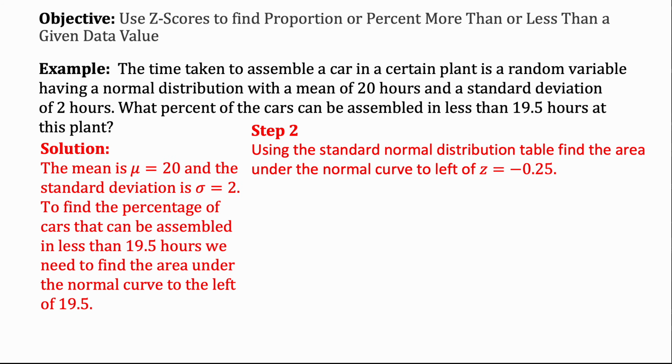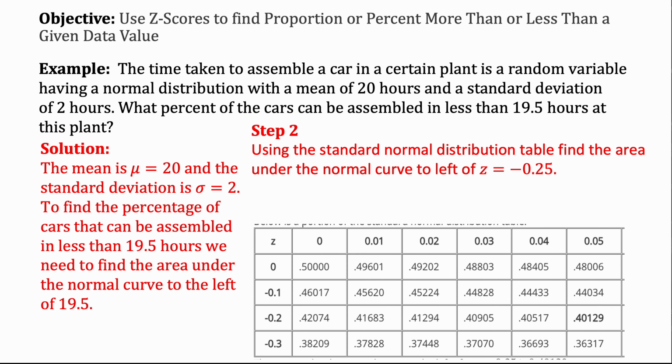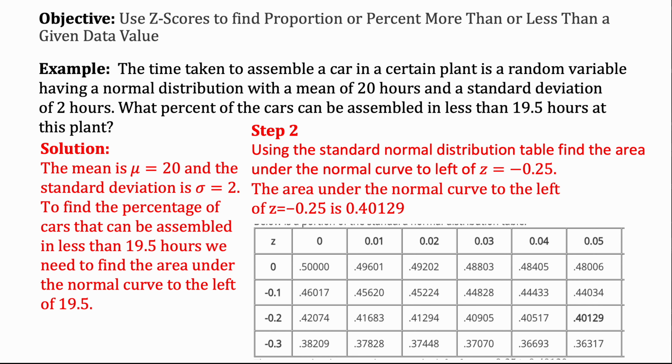Well, we're going to need to find that on a standard normal distribution table. So here's a table that shows us. Now, you're going to find the ones that have the negatives on them. Negative 0.2, you're going to go over until you hit negative 0.25. And so we know that the area under the normal curve to the left of this particular z-score, or z-value, is 0.40129.